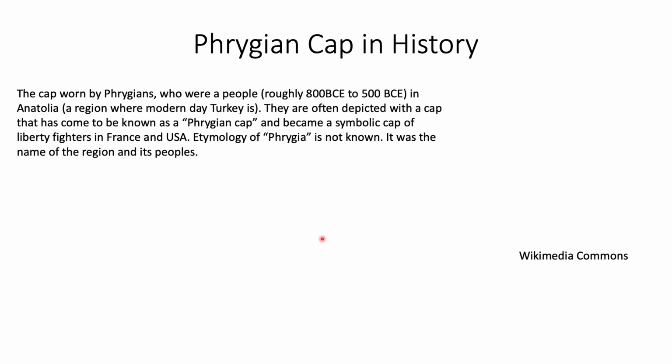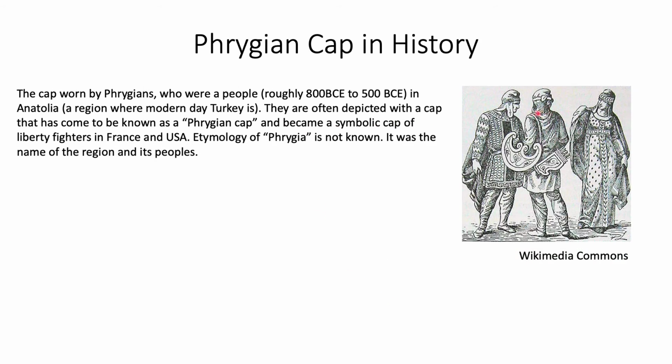The Phrygian cap in history was a cap worn by Phrygians, and you can see this typical fold here. The Phrygians were people who lived in Anatolia, where modern-day Turkey is, roughly at the time of Homer, 800 BCE to 500 BCE, and they probably spoke a variety of the same Greek that the Greeks did on the Greek mainland and the islands.